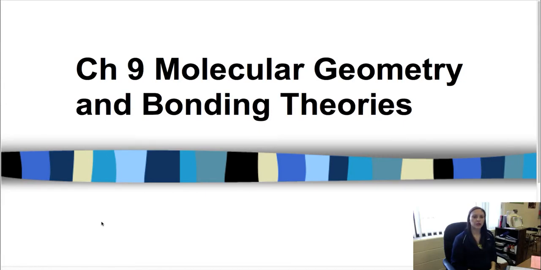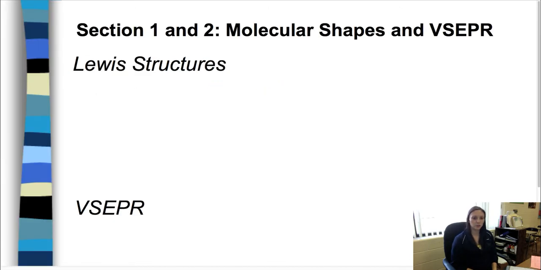Okay, this is the first video for Chapter 9. We're going to look at Sections 1 and 2 in this video. This whole chapter is going to deal with molecular geometry and some bonding theories. Let's start off with some stuff from last year. We've got molecular shapes and VSEPR.